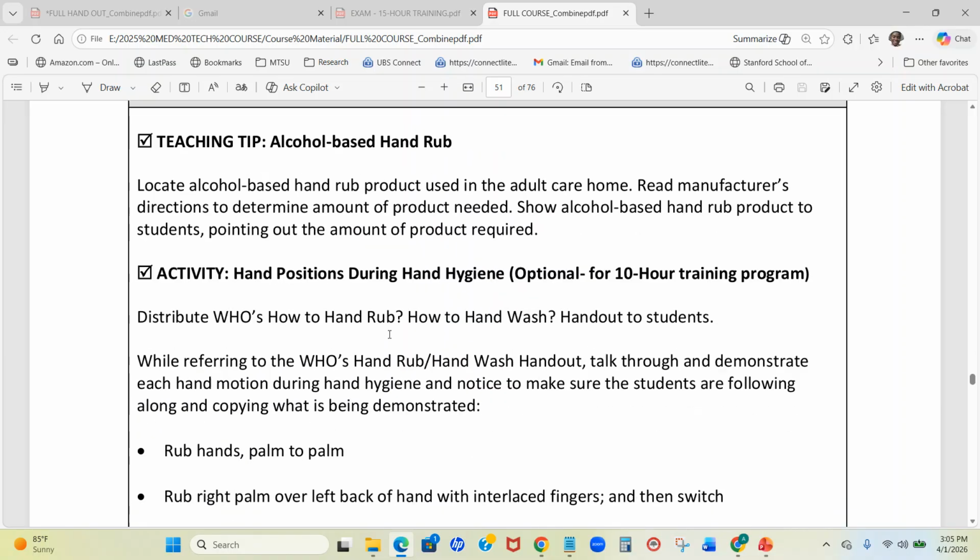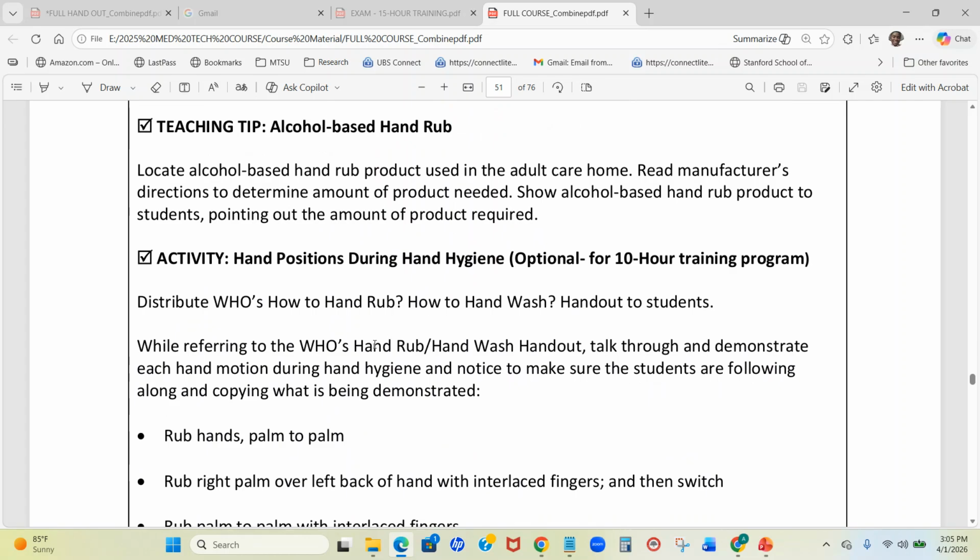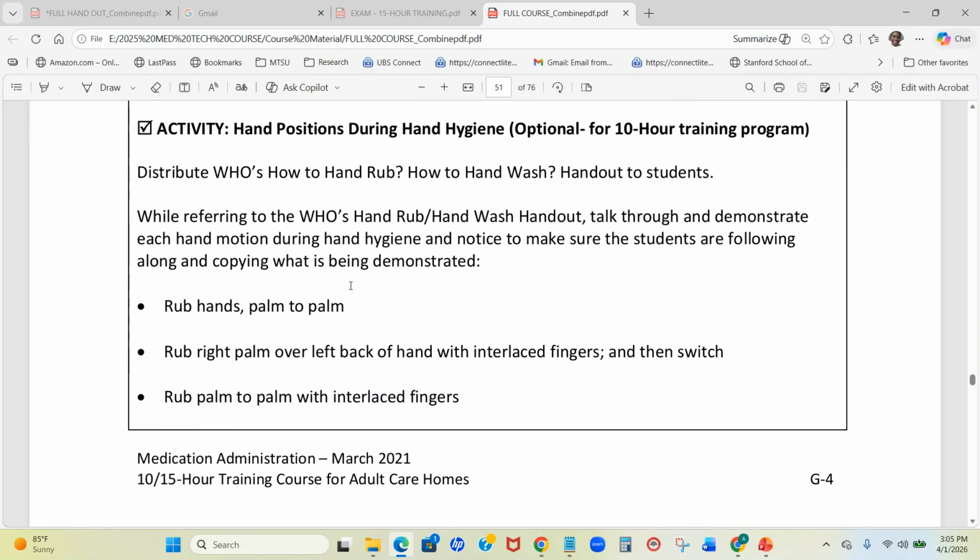Don't do that. When you come to the skills lab, every facility is different. The alcohol based rub product that you see over there, when you come to the skills lab, you see the alcohol rubs that we have. We're going to demonstrate how you put it on your hands and then wait. Rub hands palm to palm.